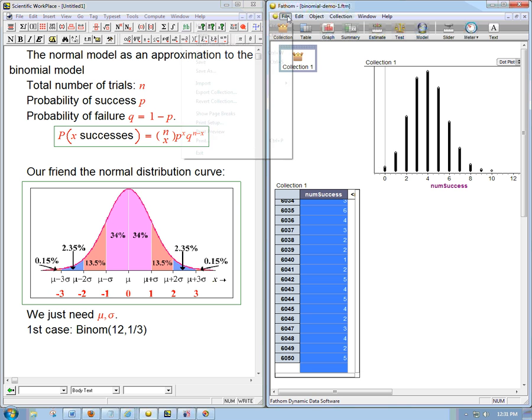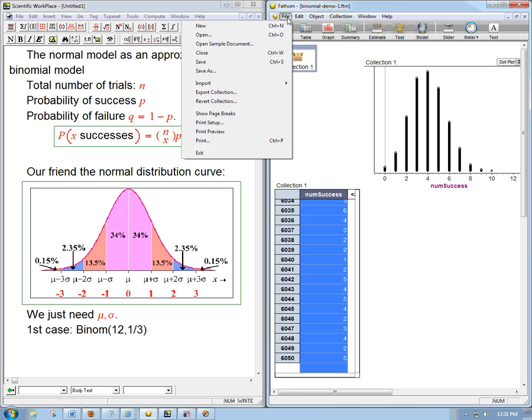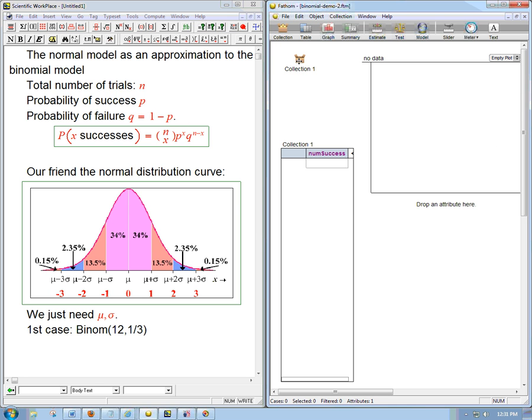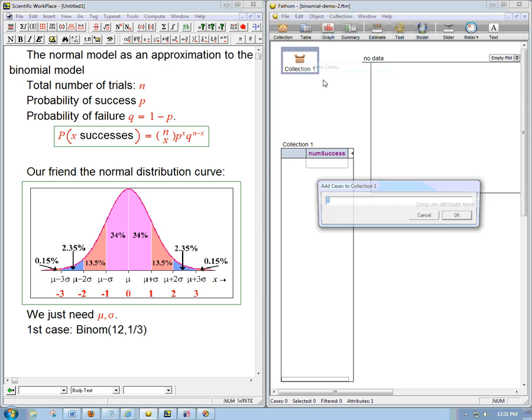Okay, so let's go to another one, demo 2 here. Open that up. Okay, so now let's put some cases in here.